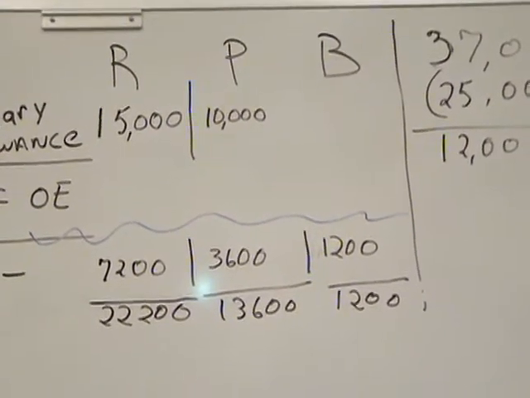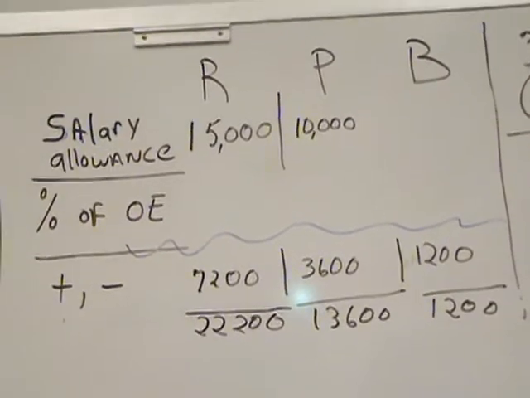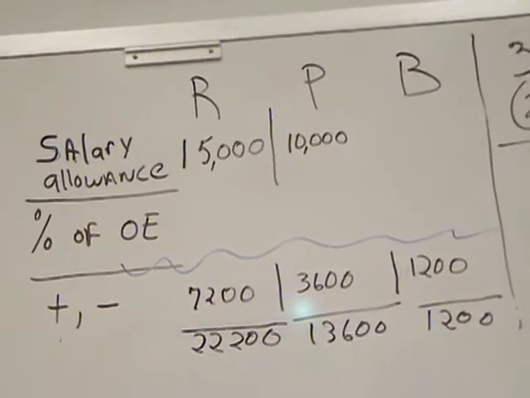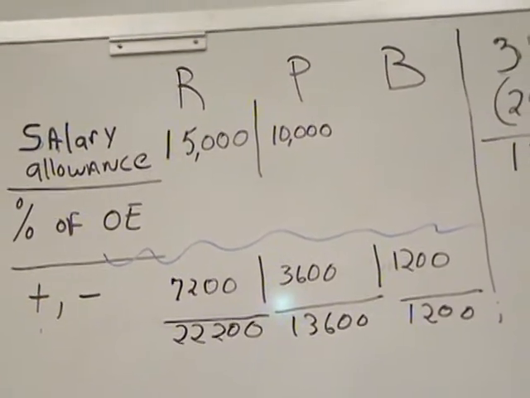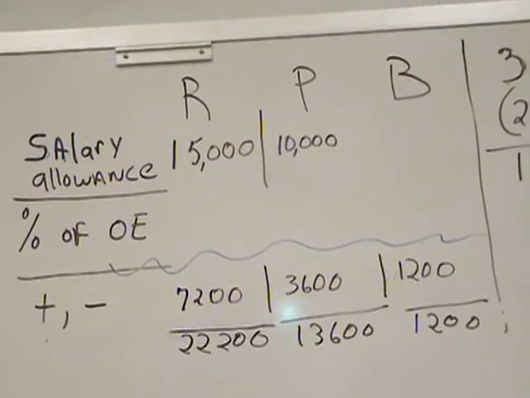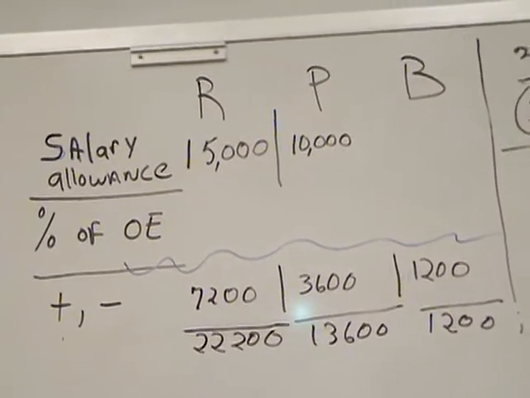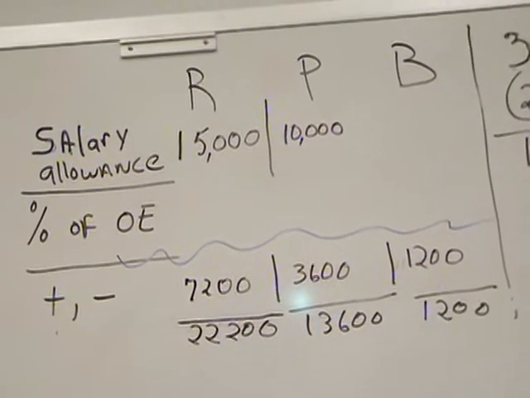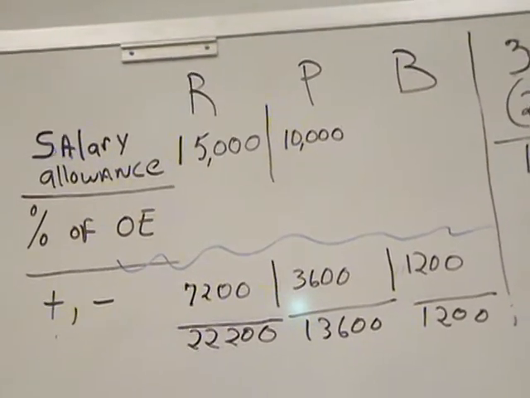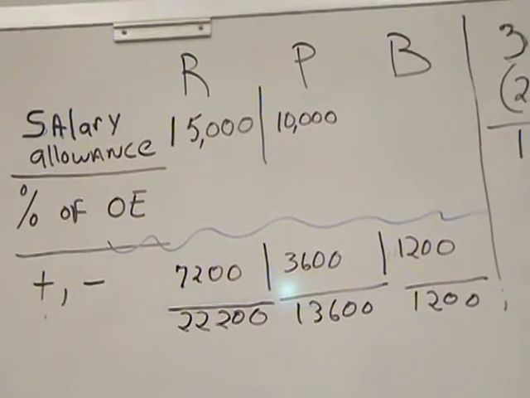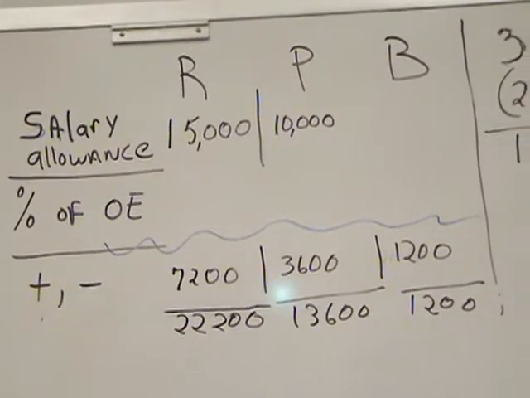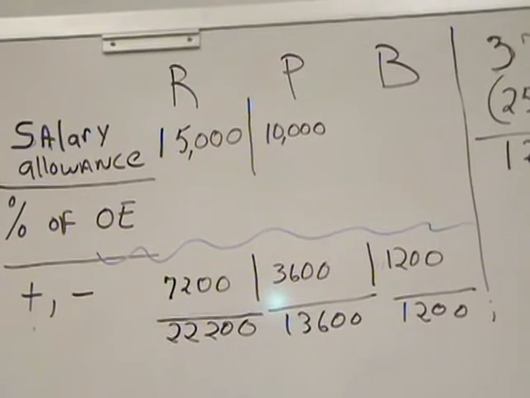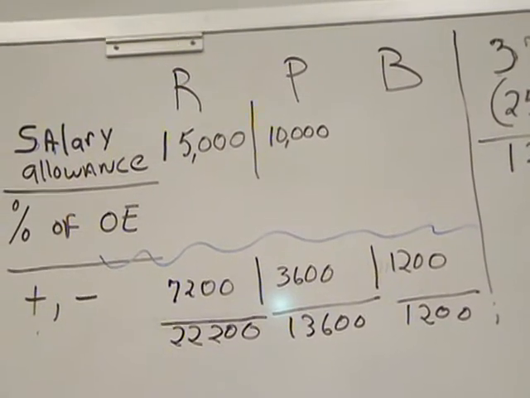Why? Well, probably what happened was R and P contribute more to the business. They may have a more active role in the business, so they have an arrangement that, due to their expertise, they get 15,000 and 10,000 out of the income as a salary allowance. In this case, R and P try to help B.